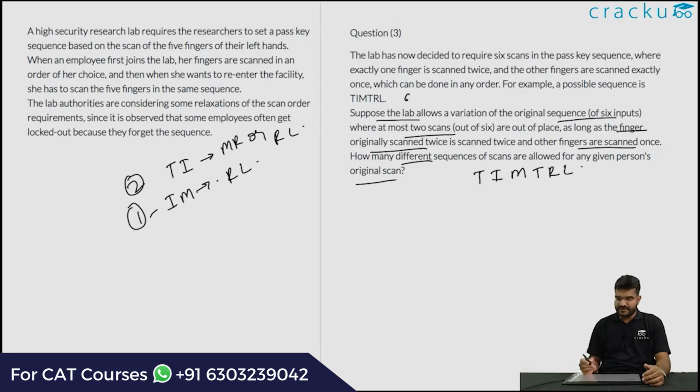Now let us figure out the number of ways in which exactly 0 fingers are out of place. This can be done exactly once. As usual, if this is the original sequence, you need the new sequence to be exactly the same as this.